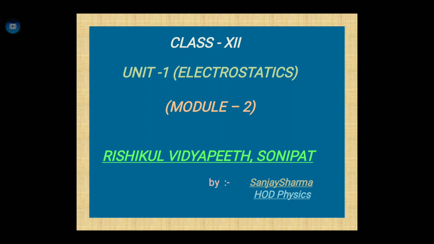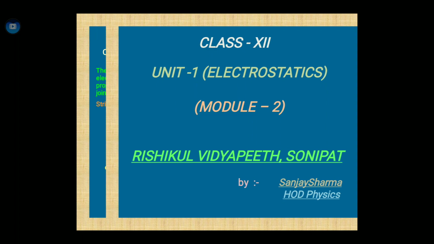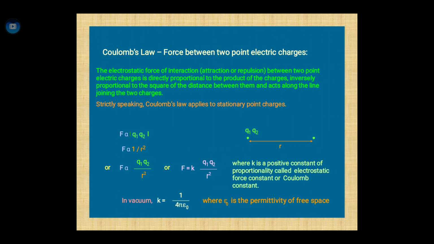I am again here with my module 2 of class 12, unit 1, electrostatics. In this module, we will study about Coulomb's law. Coulomb's law is the electrical analog of Newton's gravitational law, and in Newton's law, Newton has taken 2 point masses and Coulomb has taken 2 point charges.